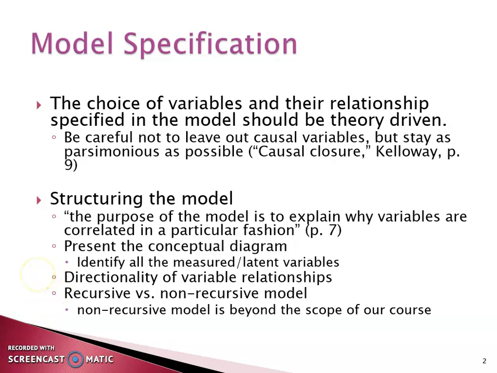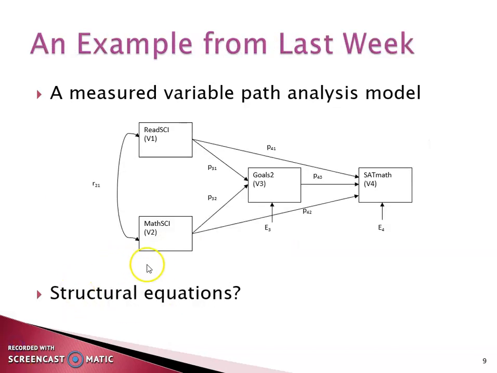The second item is about the directionality of variable relationships. Once you have all your variables, you know the relationships, it's better to present your model in a diagram, the conceptual diagram. This is an example of a conceptual diagram. You would like to see clear directions in the variable relationships that you specified. A model like this is called a recursive model.